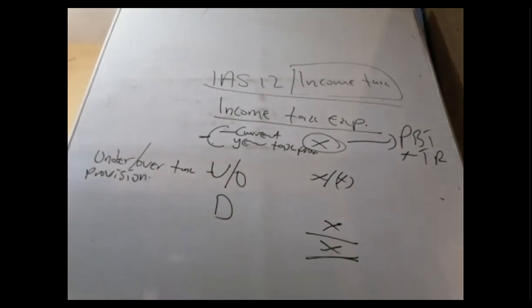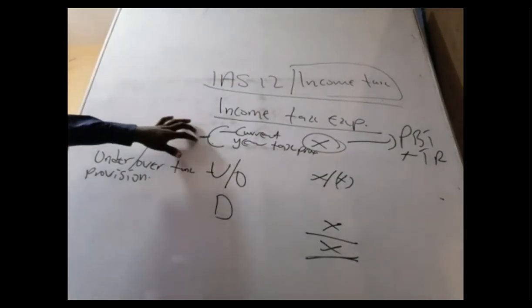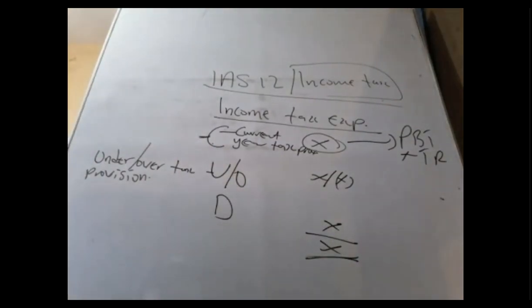Under or over tax provision. Here, I normally call it a tax reconciliation statement. You know that the current year tax is just a mere provision. So if it's a mere provision, then it's likely that the final one might be different from the provision. So how do you get it? We'll do some calculation here.